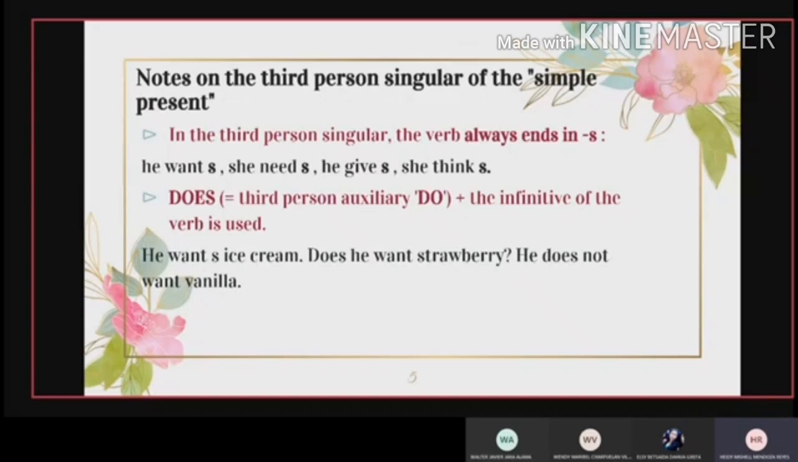For example, we want ice cream. Do we want strawberry? He does not want vanilla.